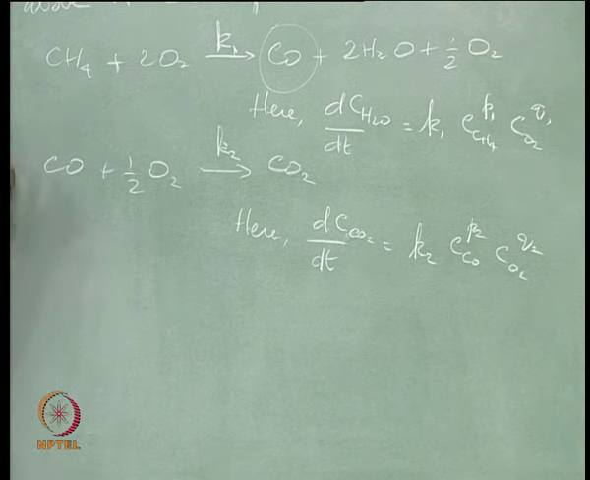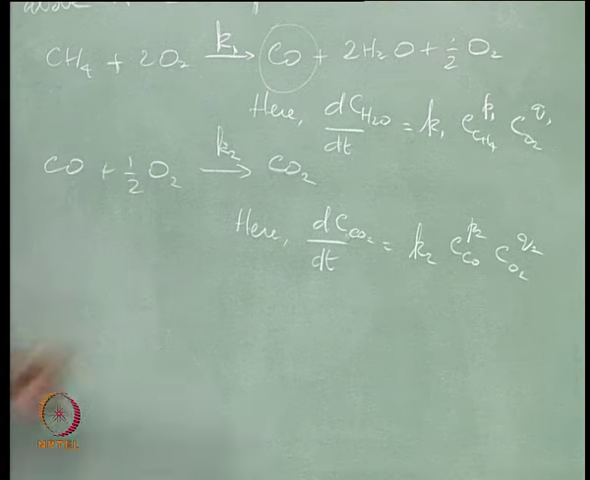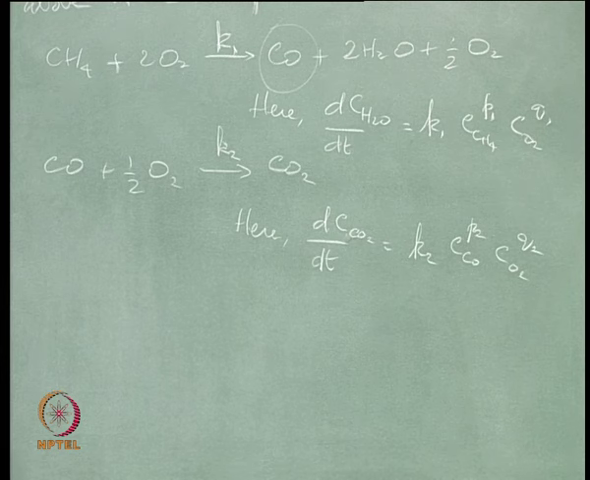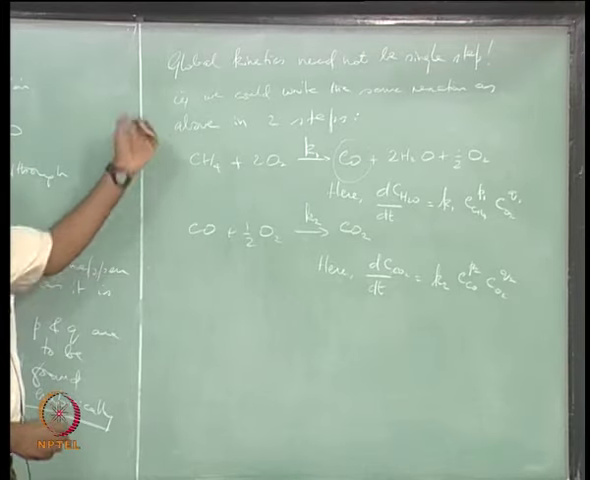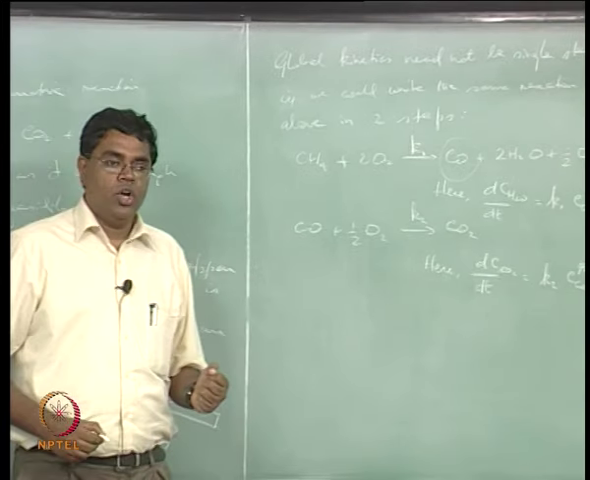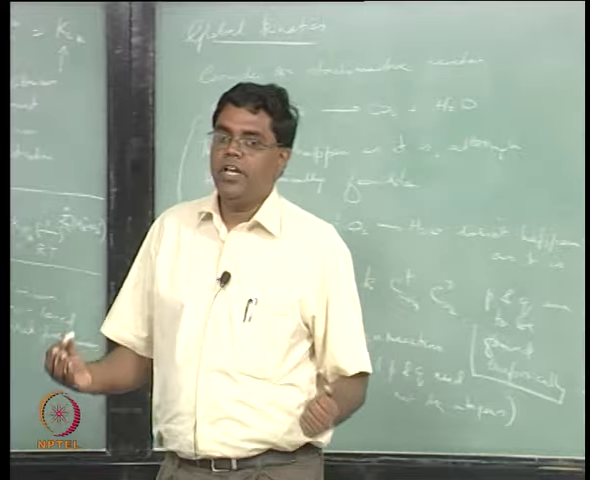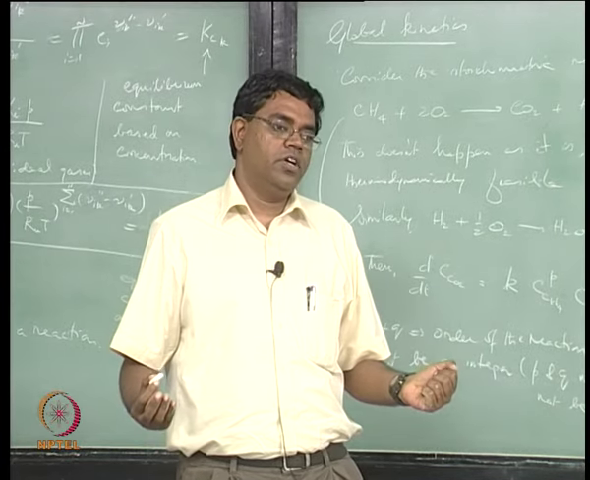That means you are trying to track carbon monoxide, and that means you have to bring that in as part of your global reaction set. Now we are beginning to talk about a global reaction set rather than just one global reaction. There is a reason why we are thinking about a two-step global reaction. There are much more complicated systems that are there.